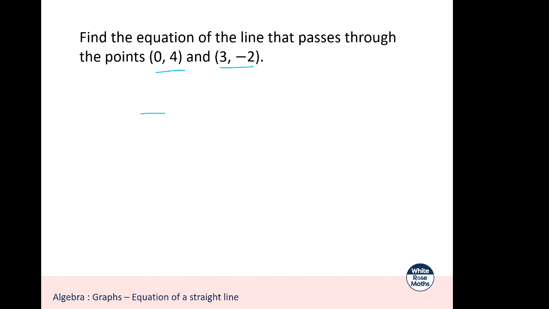So we're going to have the gradient, which is the change in y over the change in x. So it's -2 minus 4 divided by the difference in the x coordinates, so 3 minus 0. Minus 2 minus 4 makes minus 6. So I get minus 6 over 3, which is equal to minus 2.